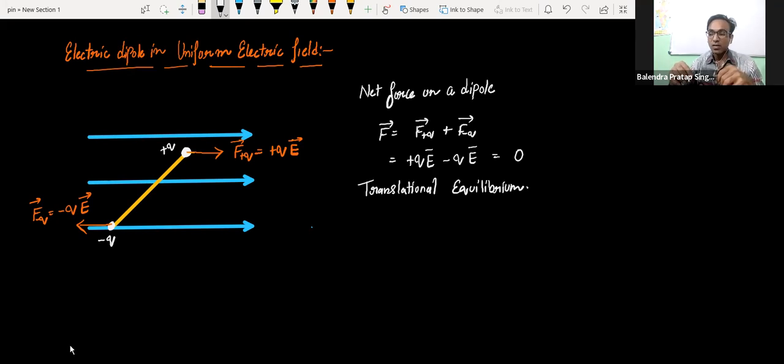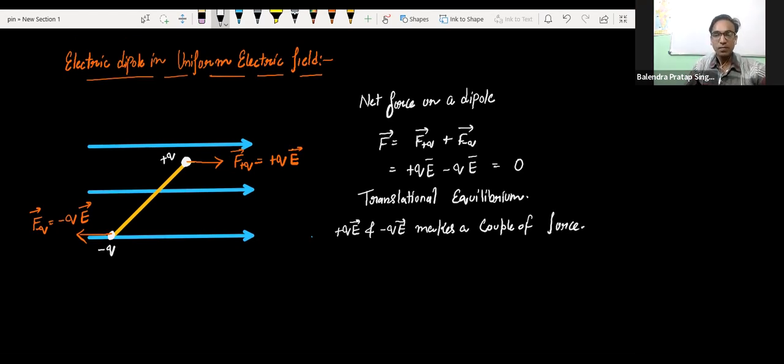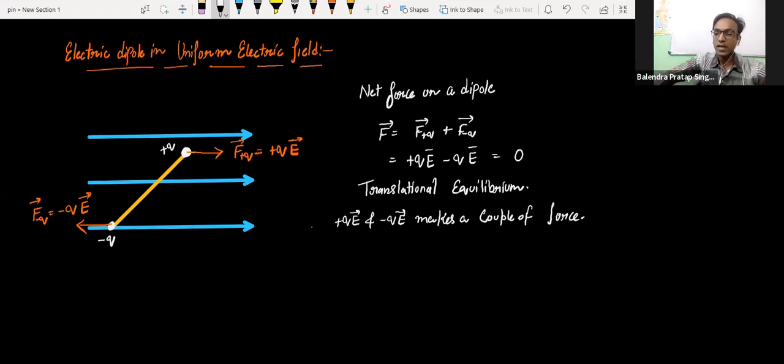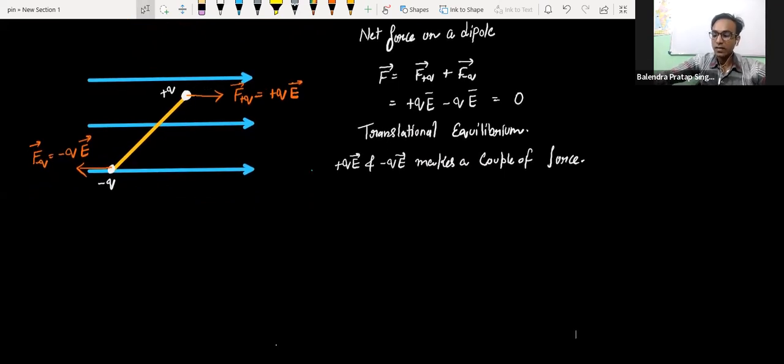So this plus QE and minus QE make a couple of force, and due to this the body will experience a torque. How much torque the body will experience, that I'm going to discuss. So let me draw this figure again so that we can calculate the torque.